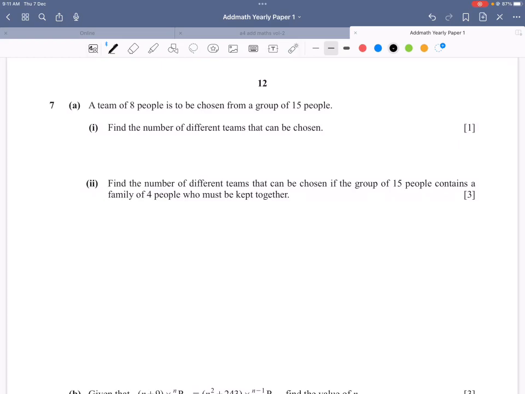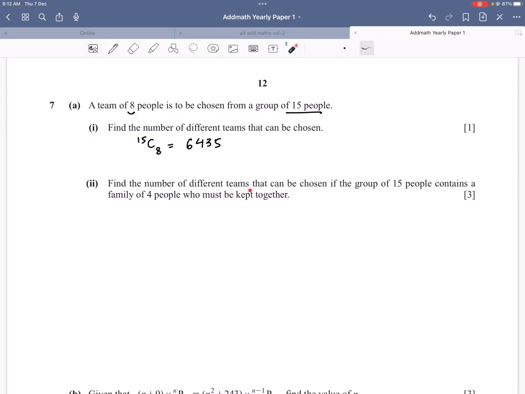Question number 7. A team of 8 people is to be chosen from a group of 15 people. Find the number of different teams that can be chosen. A team of 8 from 15, so it will be very simple. 15 combination 8. Alright. So you can find out the value for 15 combination 8. It will be 6435.